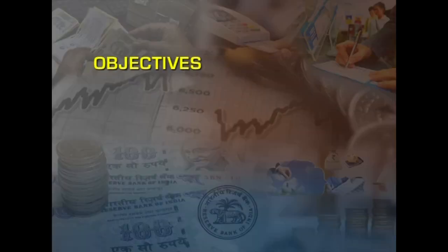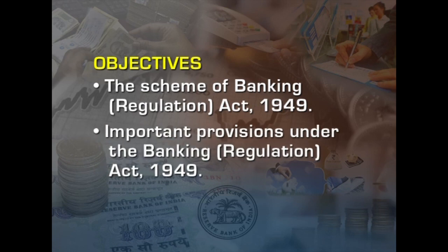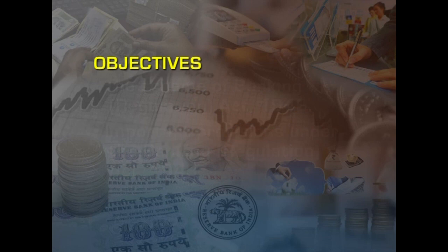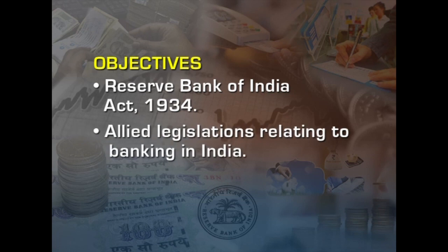Look at the objectives of this lesson. The Scheme of Banking Regulation Act 1949, important provisions under the Banking Regulation Act 1949, Reserve Bank of India Act 1934, allied legislations relating to banking in India. This lesson outlines the various banking legislations which have direct and indirect bearing in running the banking business in India.